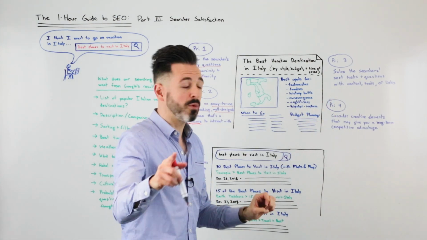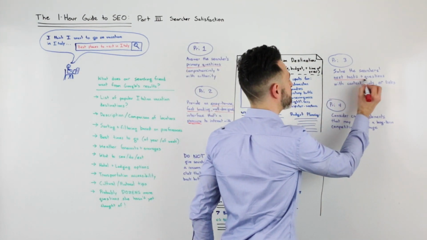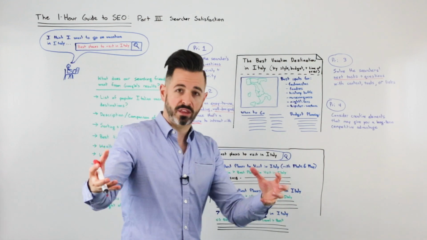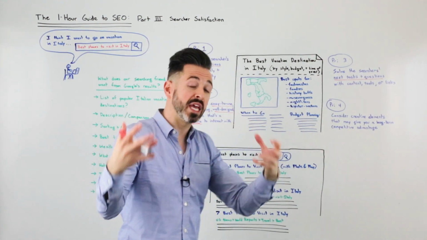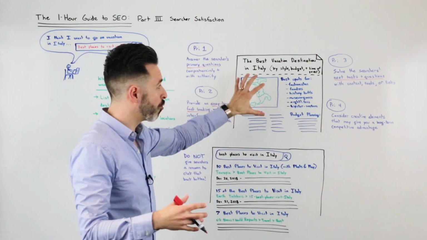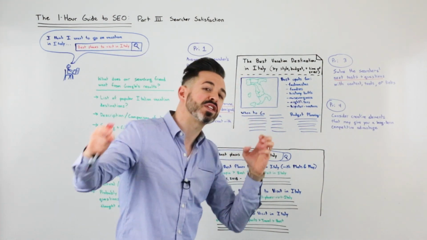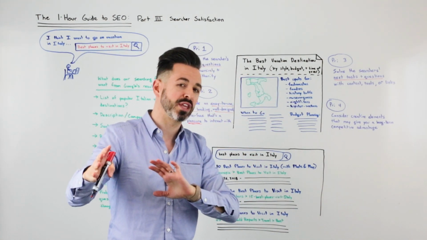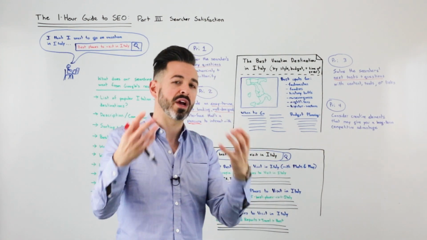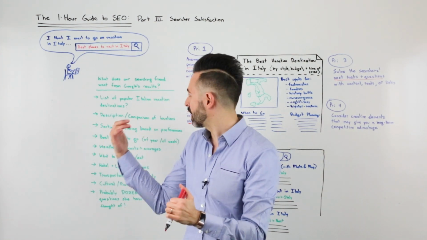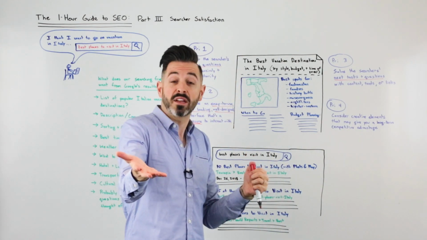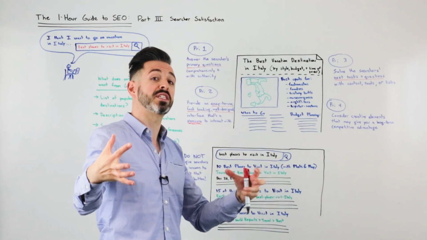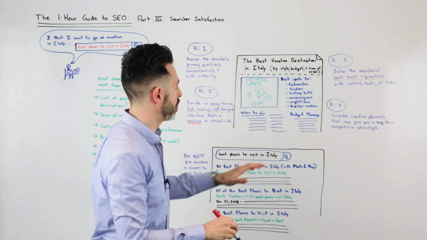Priority 3, I want to solve the searcher's next tasks and questions with either content on my own site or tools and resources or links or the ability to do them right here so that they don't have to go back to Google and do other things or visit other websites to try and accomplish the tasks like figuring out a good hotel or figuring out the weather forecast. And a lot of sites don't do this comprehensively today, which is why it's an advantage if you do.